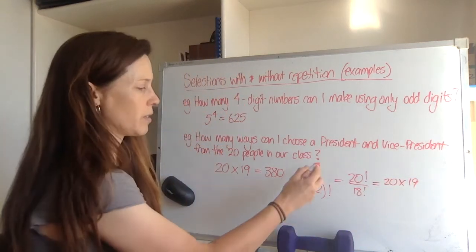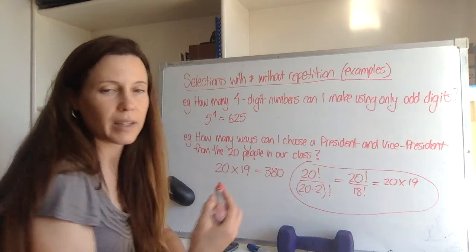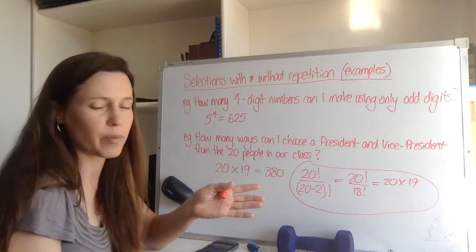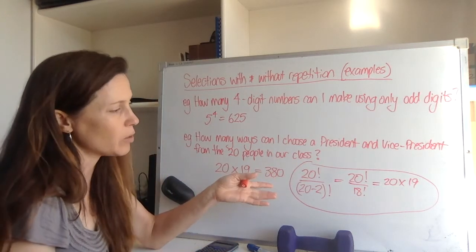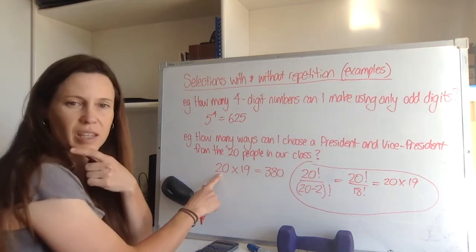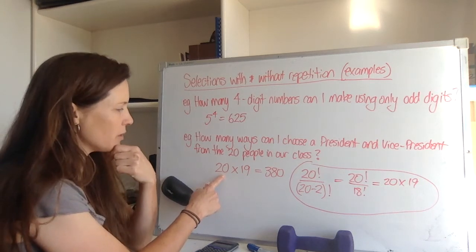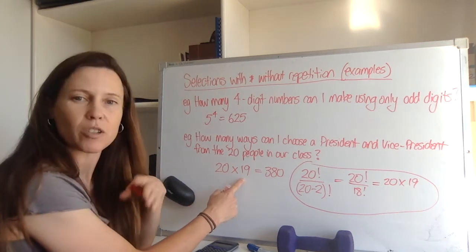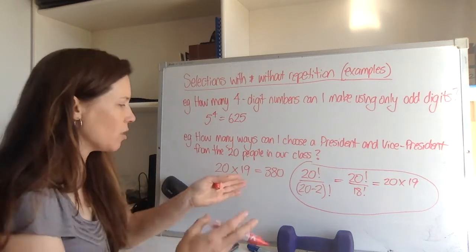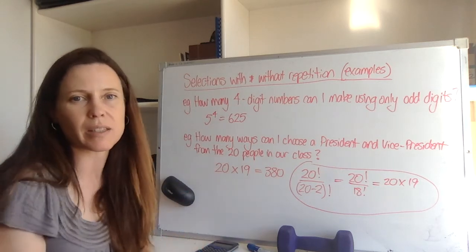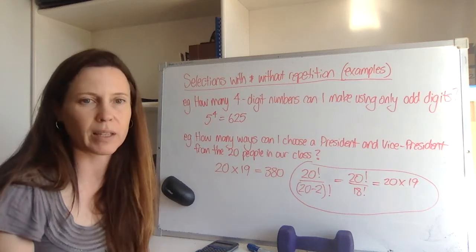Now, I think you can appreciate how using the formula is great, okay? And for many people, it's the way that they'll want to do it. But sometimes just thinking, well, how many ways can I choose the president? 20. How many ways can I choose the vice president? Oh, well, the president's gone. I've got 19. Sometimes this gets you to the answer much more quickly and easily.